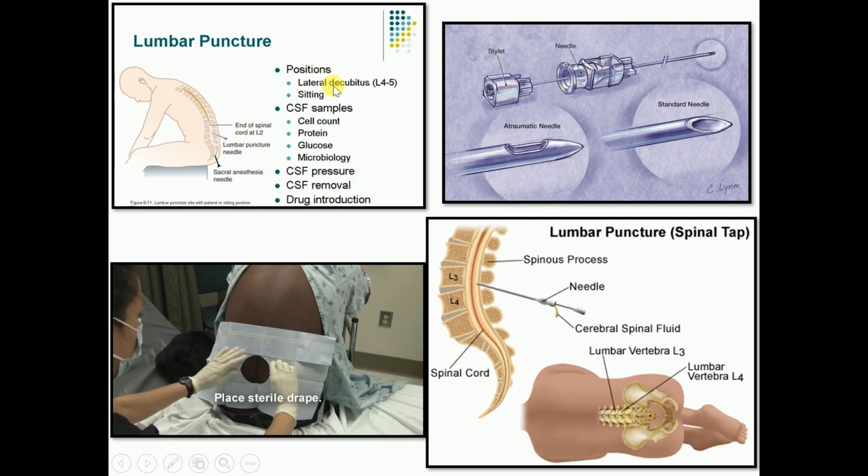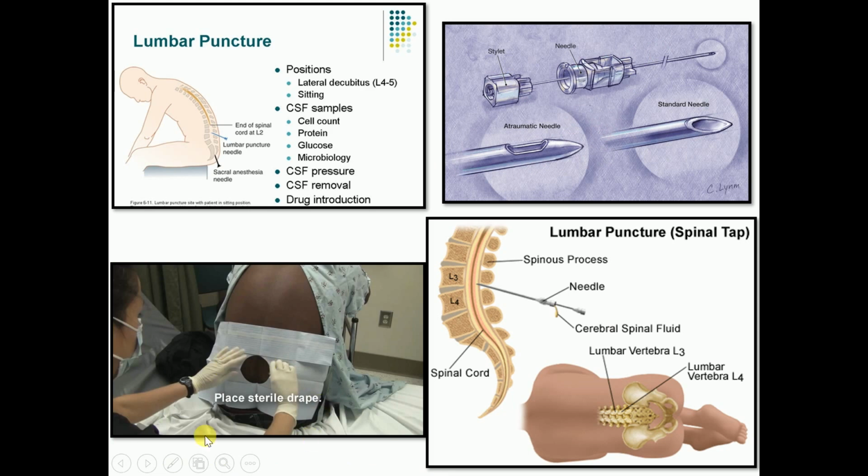Position is either lateral recumbent or sitting posture, and CSF can be collected for cell count, protein, glucose and microbiology. Also to check the CSF pressure. Also CSF can be removed and a local anesthetic drug can be introduced. The needle for lumbar puncture is a longer one. This diagram shows the stylet and needle of the lumbar puncture. Two types of needle are there, standard and atraumatic needle.